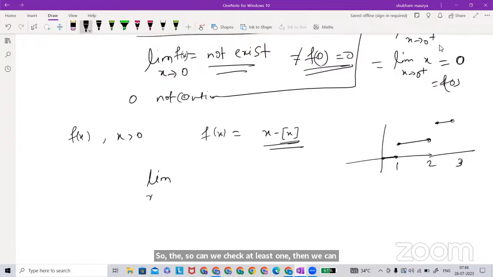So let's find the limit at 1. As it is stepwise, we can think of it as a left limit and a right limit. For the left limit, once you try to approach 1, what is going to be the limit?